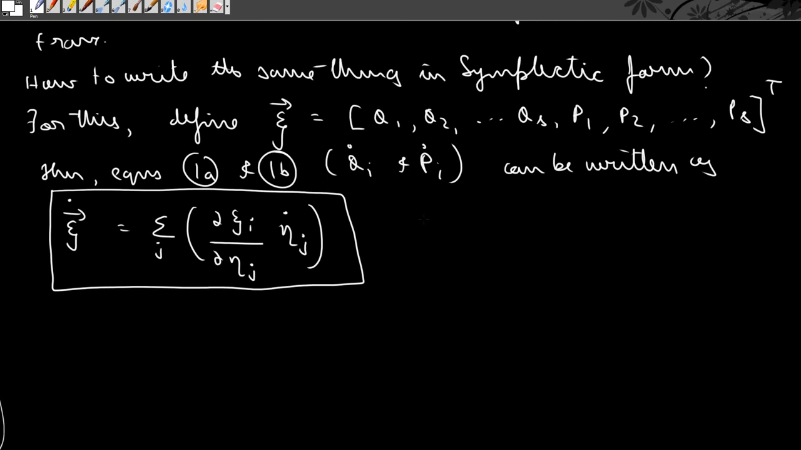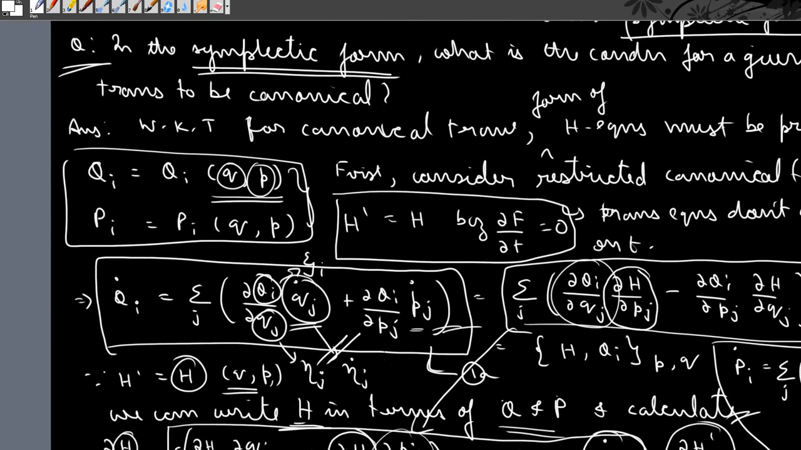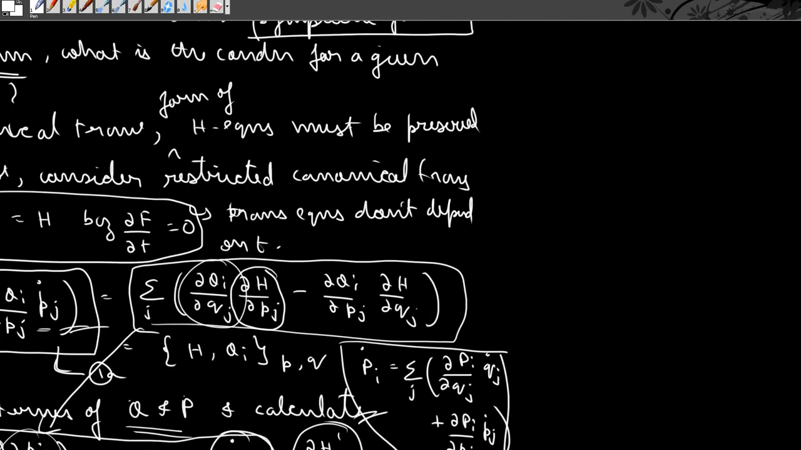Note that here i and j go from 1 to 2s, whereas here i goes from 1 to s, not 1 to 2s, only 1 to s. So this also you need to keep in mind.